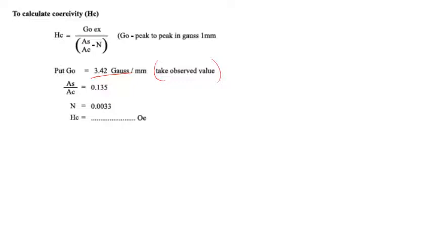Then AS upon AC, that is the area ratio. So the area ratio is 0.135. N is the demagnetization factor, which we have taken 0.0033, and finally we can calculate the coercivity. So by using G0, Ex, AS upon AC minus N, all these values are known to us, so we can easily calculate the coercive value.